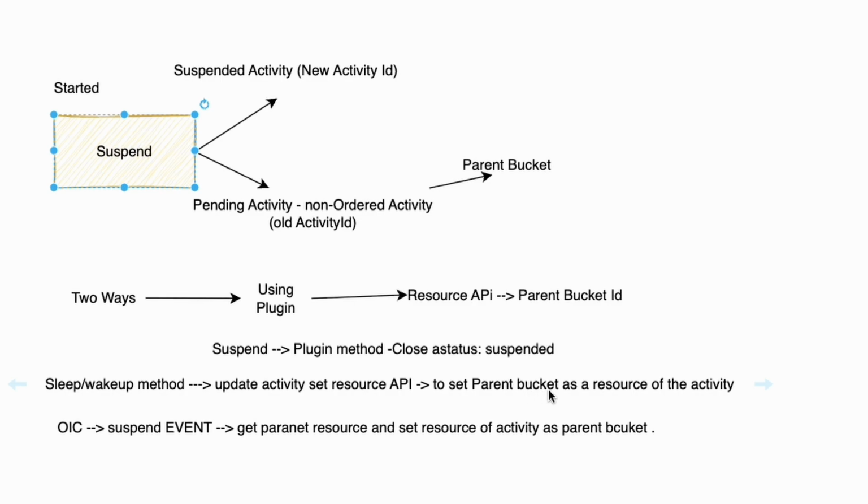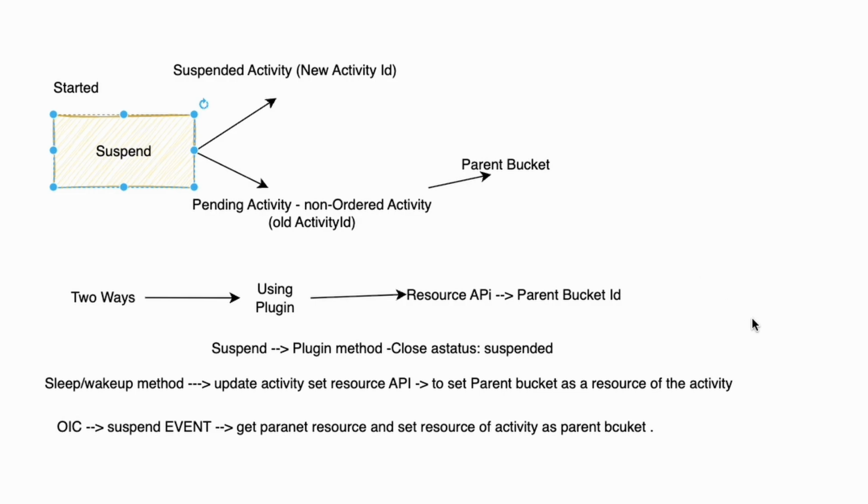So that the activity will move to the parent bucket. Once the activity is moved to the parent bucket, it will be considered by the routing and it will be assigned to a new technician. So this is one method that works.